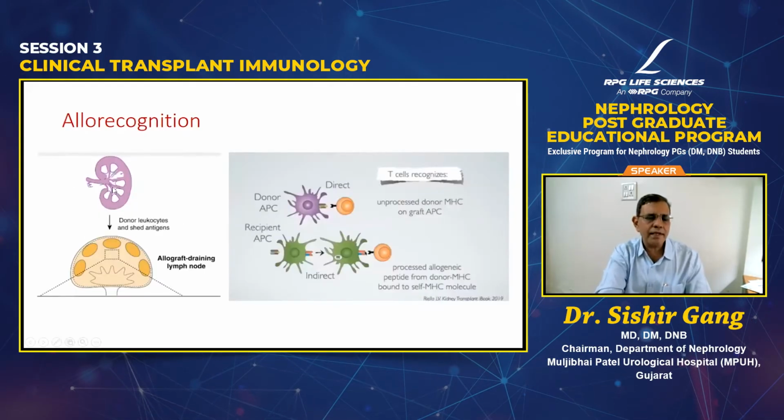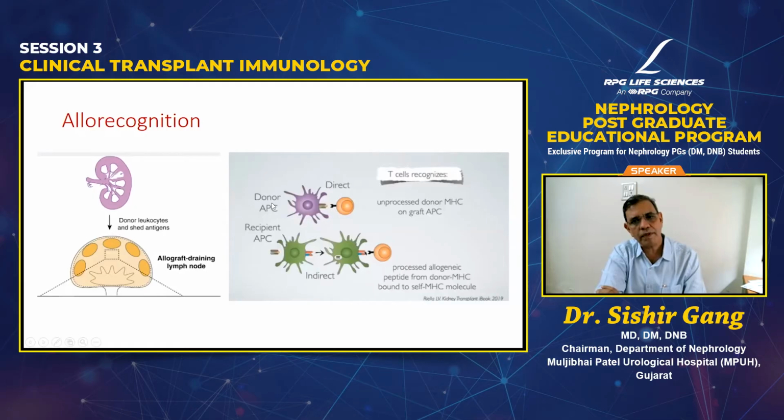So once the allograft is put into the patient, the donor leukocytes and the antigens are shed. Now these antigens which are shed and the leukocytes, which are passenger leukocytes, travel to the nearby lymph nodes. Initially, when the graft is put in, because the lymphatic systems are not actually anastomosed, most of the action even takes place in the spleen. Subsequently, even the draining lymph nodes become active and the action takes place in nearby lymph nodes.